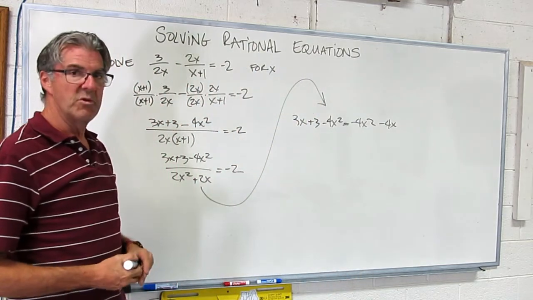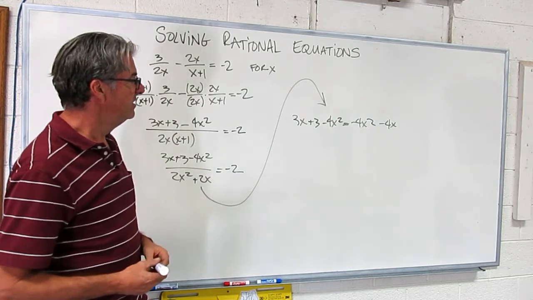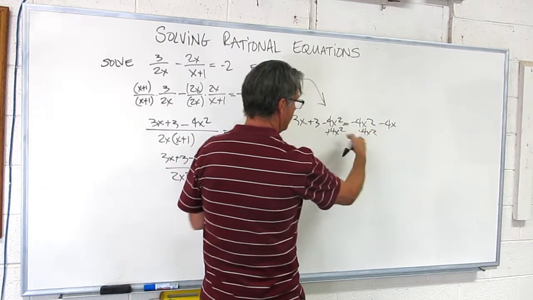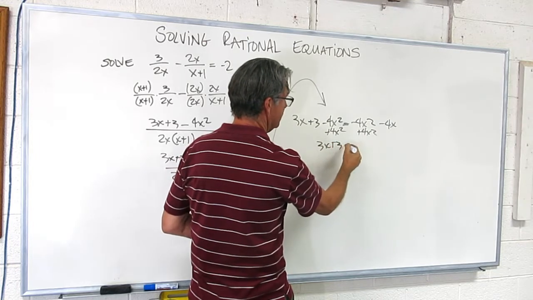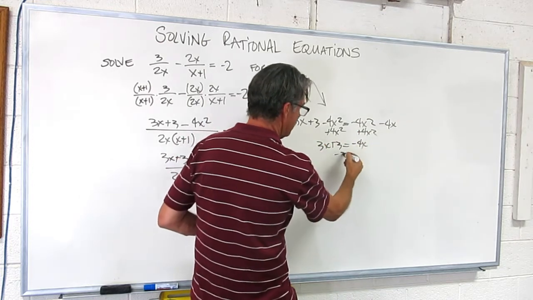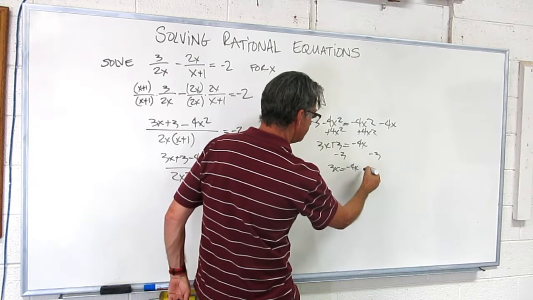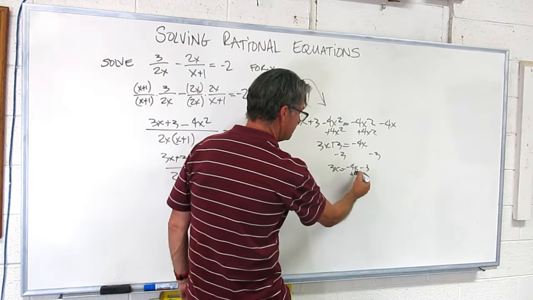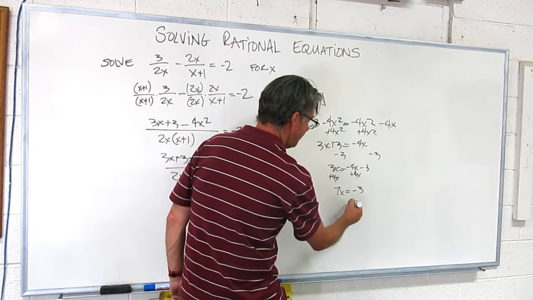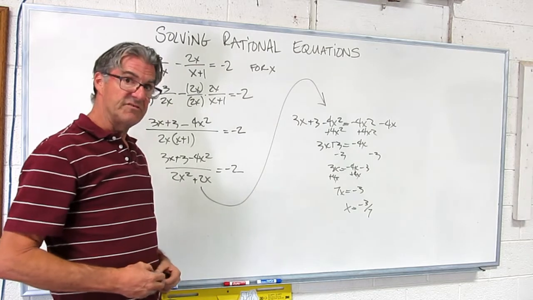Now we've got a straightforward equation where we can move terms around and solve for x. So let's see what happens here. First off, if I add 4x squared to both sides, they're going to go away. So I have 3x plus 3 equals negative 4x. Now let me move the 3 over to that side. Subtract 3, subtract 3. 3x equals negative 4x minus 3. Now I'm going to add 4x to both sides. I have 7x equals negative 3. Divide through by 7. Negative 3 over 7. So that's my value of x that solves that equation.